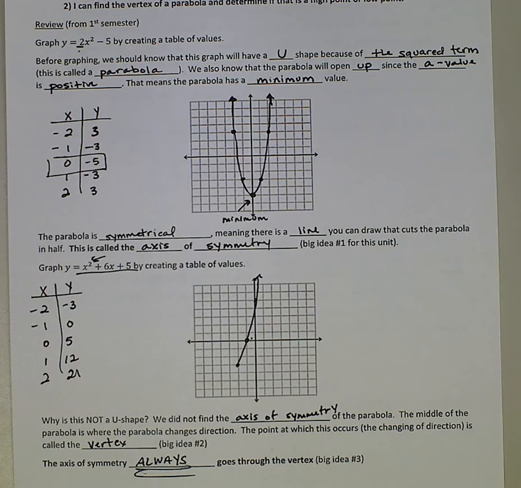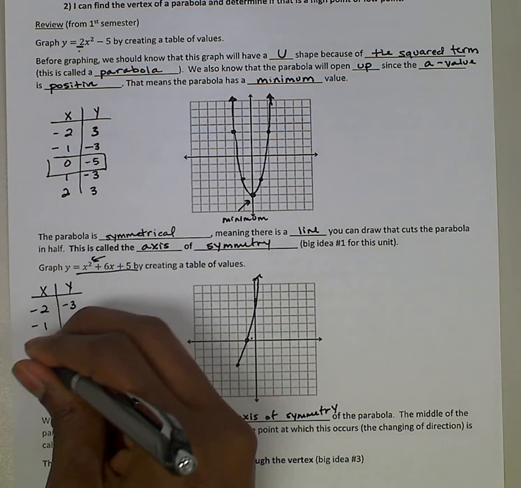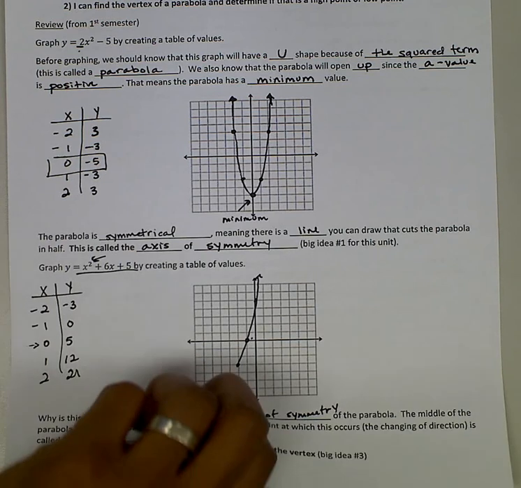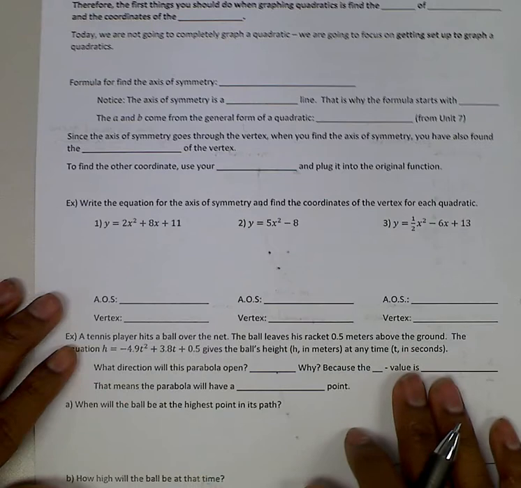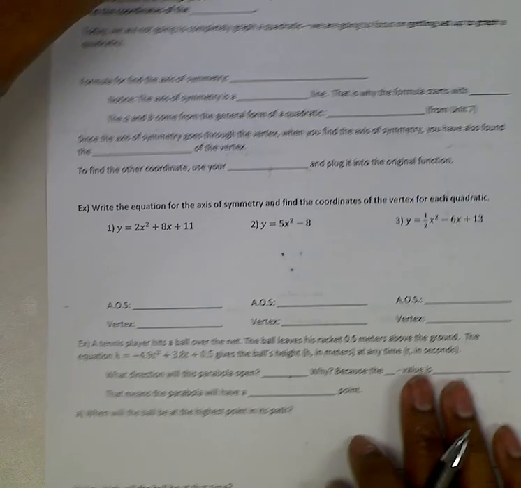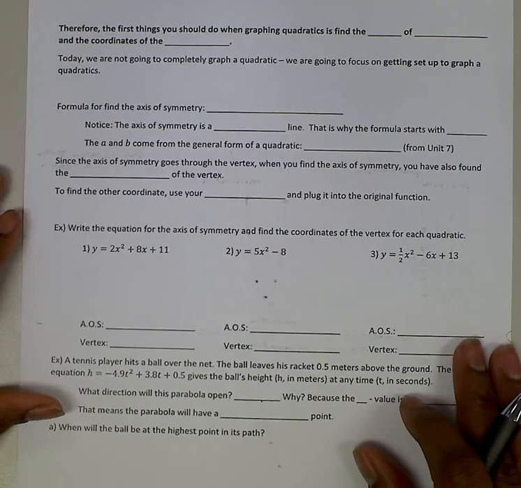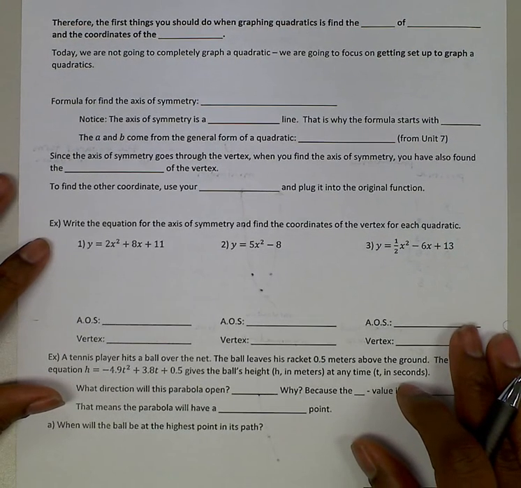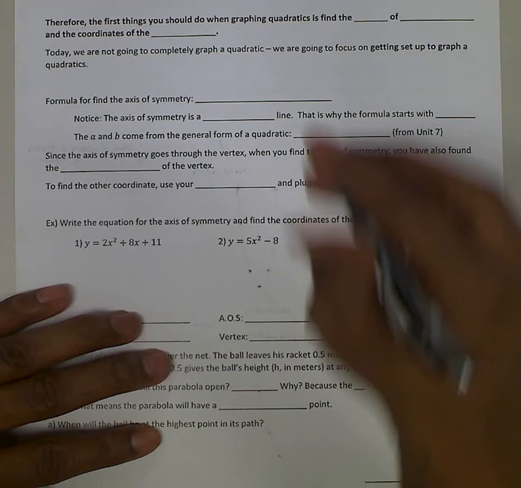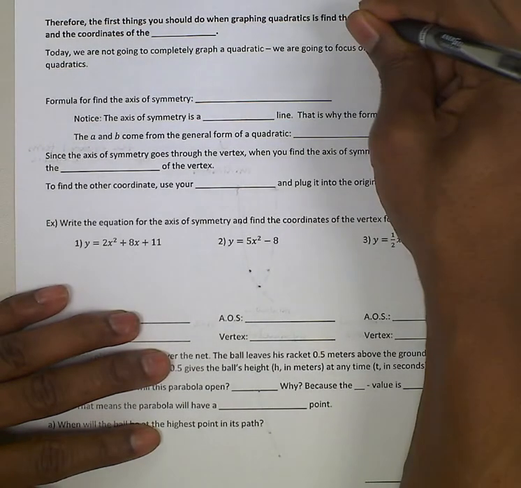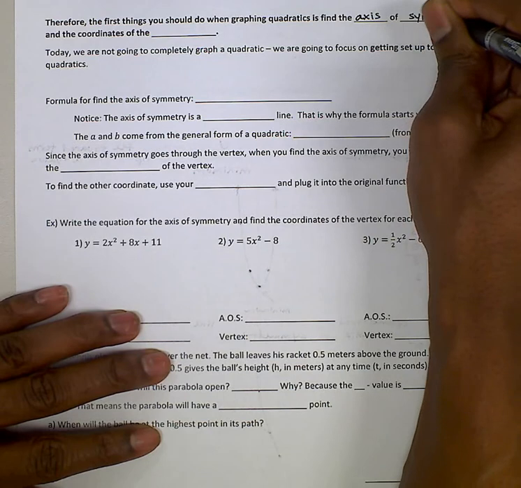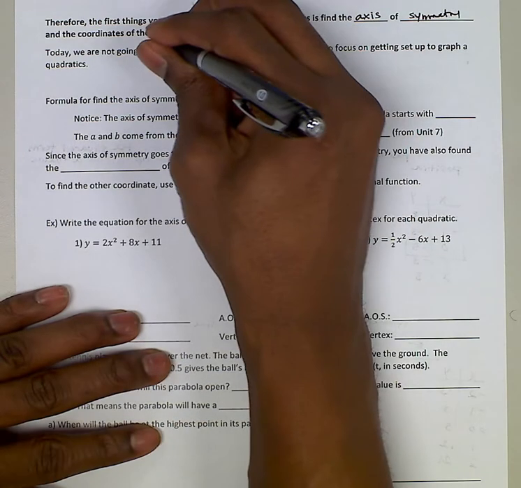We find the axis of symmetry to find out what the middle of our x value is going to be, and we use that axis of symmetry to find the vertex. We'll do that on the back here. The first thing you should do when graphing a quadratic is to find the axis of symmetry, and then the coordinates of the vertex.